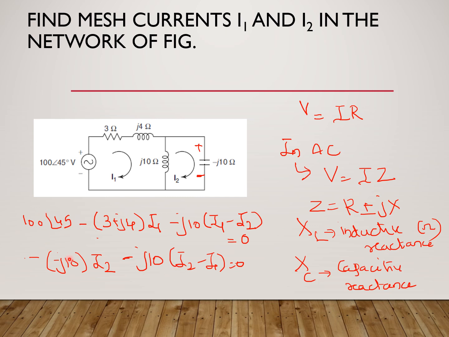So this can be solved, and once you solve this, you get I2 is equal to 10 angle 45, and also I1 comes out to be 0. So this is after solving. The only thing is AC solving takes a little more time than when we are solving DC circuits. So you can write the equations like this properly. That is how it is done.